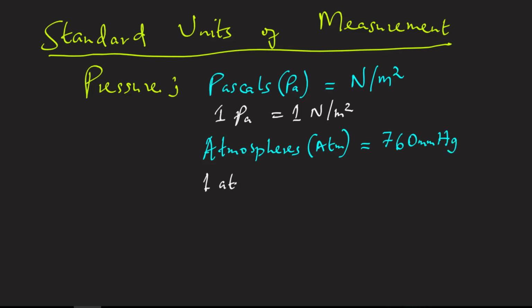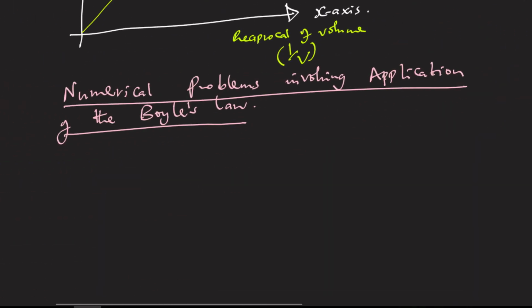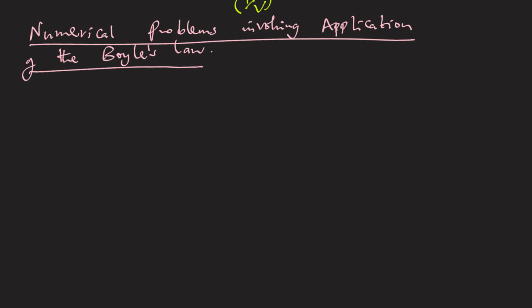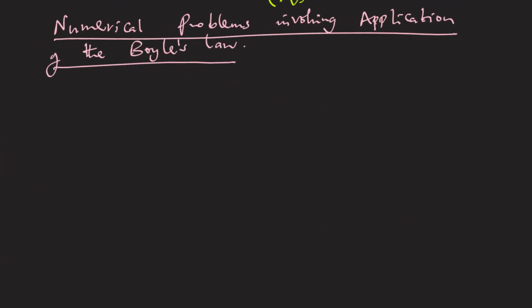1 atmosphere is equivalent to 1.01325 times 10 raised to power 5 pascals. On the side of volume, we will be using cubic meters. Therefore, let's get started by looking at some examples of numerical problems that involve Boyle's law.